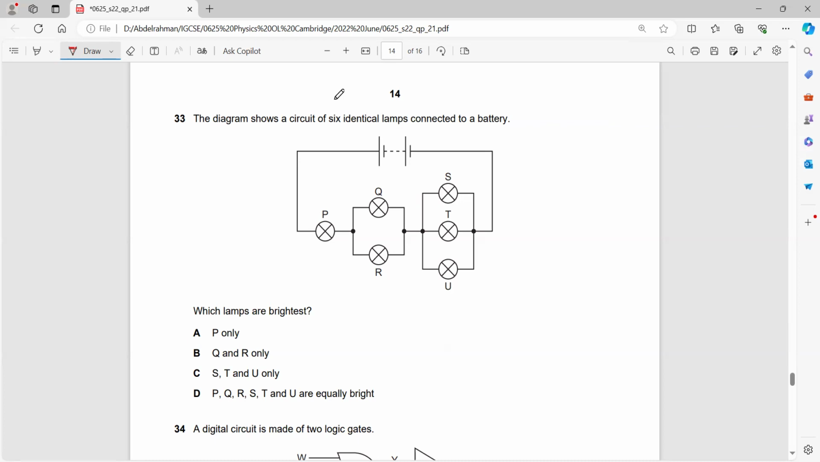Isn't it only P? I thought it was D. Why is it only P? Yes, it is P. Why? Because the others are in parallel, so they have lower resistance. When the resistance decreases, the voltage decreases and the brightness decreases. But for P, the resistance is the highest, so the potential difference is the highest, so it will be the brightest.